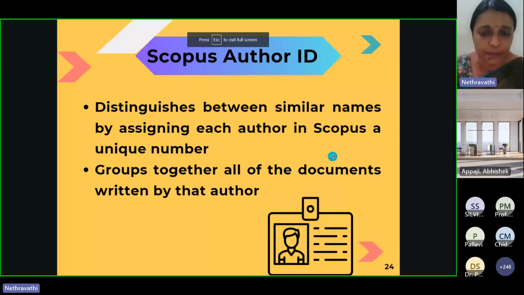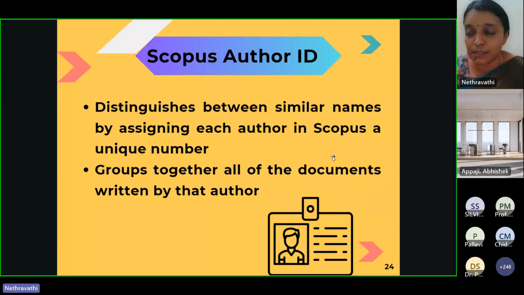So the next ID which we are going to see is the Scopus author ID. Again, it's an identity matrix, so it distinguishes between similar names. But the Scopus ID, you are not going to create. How do we know what our Scopus ID is? Scopus ID is created automatically when you have a paper indexed in Scopus. When you have published a paper which is indexed in Scopus, you will get a unique Scopus ID.